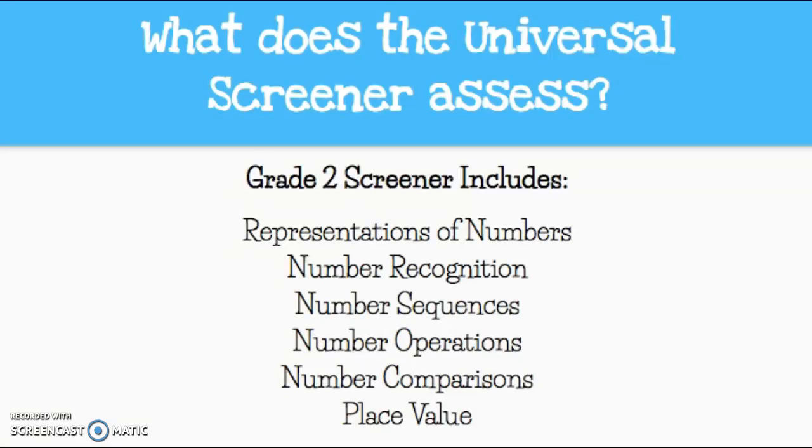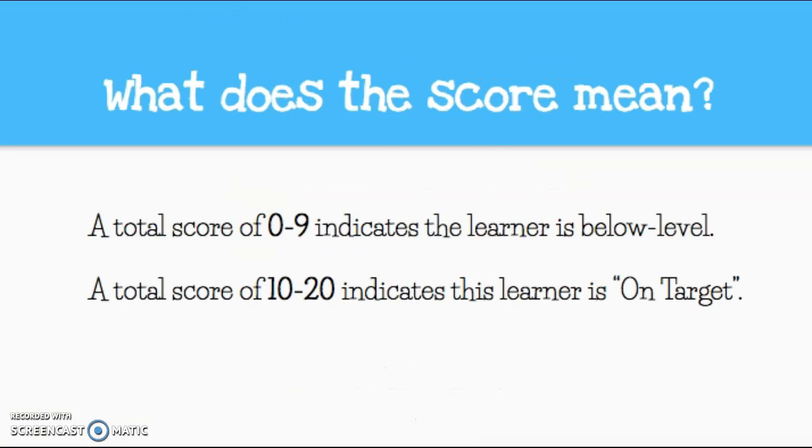The Universal Screener in second grade assesses representation of numbers, number recognition, number sequences, number operations, number comparisons, and place value. Your child gets a score at the end of this screener, and this should be represented at the bottom of the page on the back of the screener that was sent home for your child.